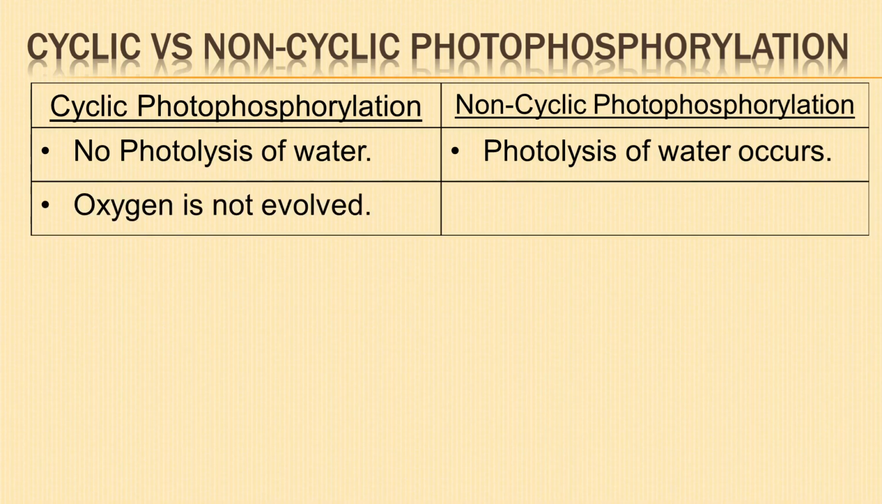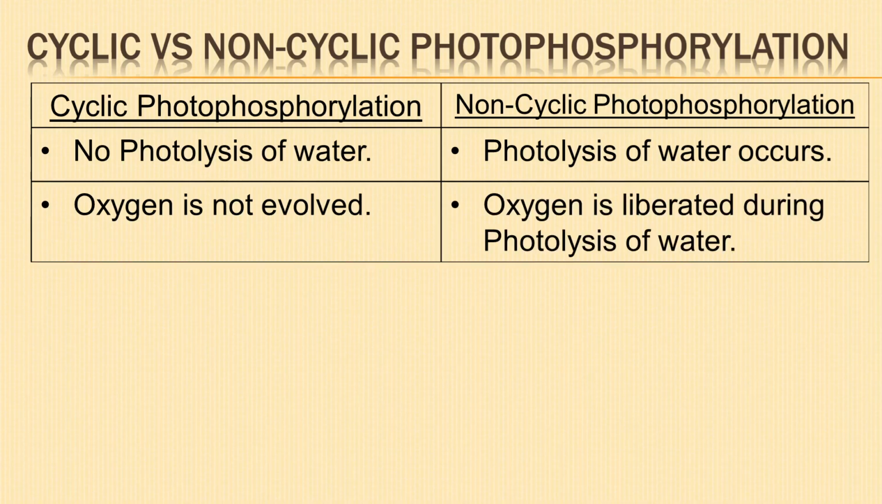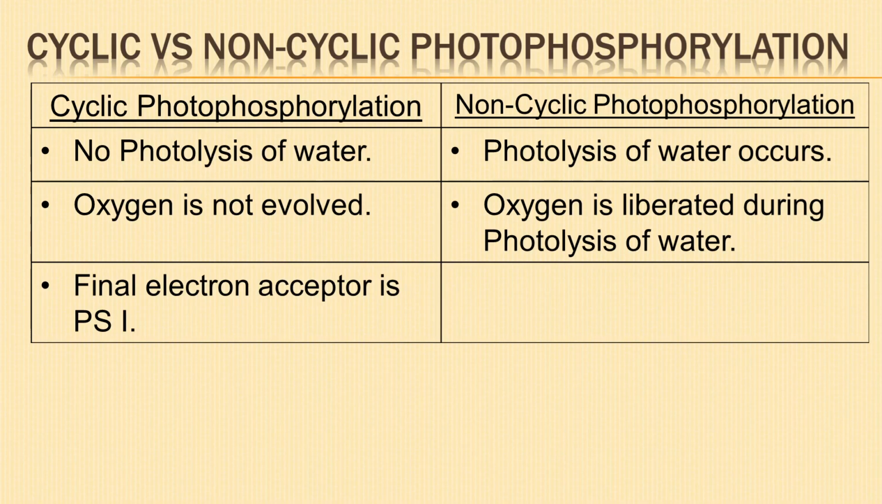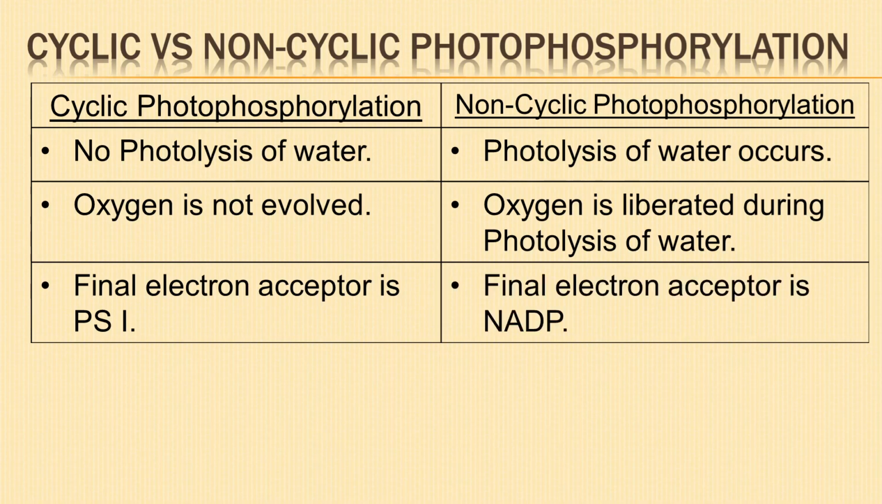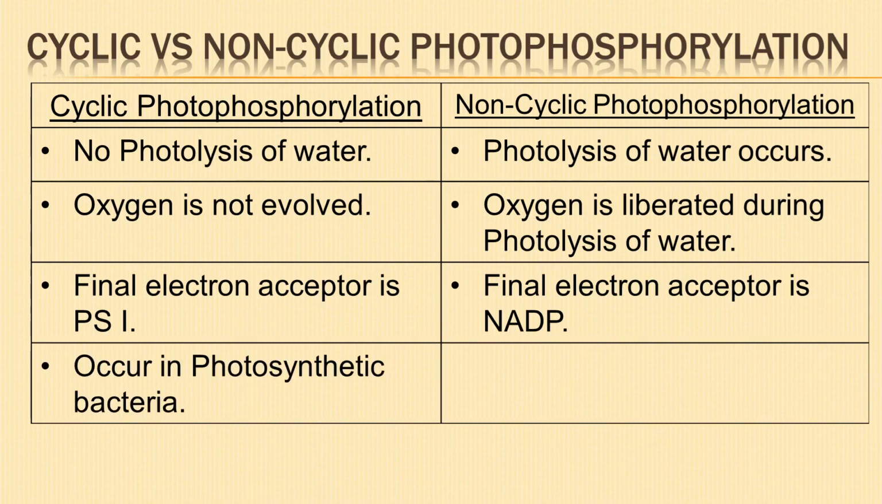Oxygen is not evolved in cyclic photophosphorylation. In non-cyclic photophosphorylation, oxygen is liberated due to photolysis of water. In cyclic photophosphorylation, the final electron acceptor is photosystem 1. In non-cyclic photophosphorylation, the final electron acceptor is NADP. Cyclic photophosphorylation occurs in photosynthetic bacteria.